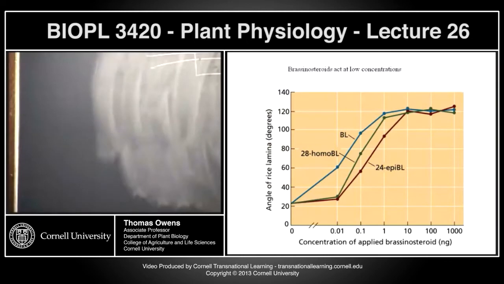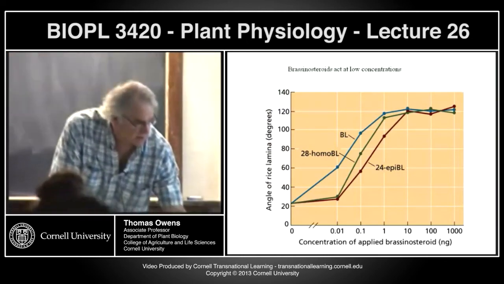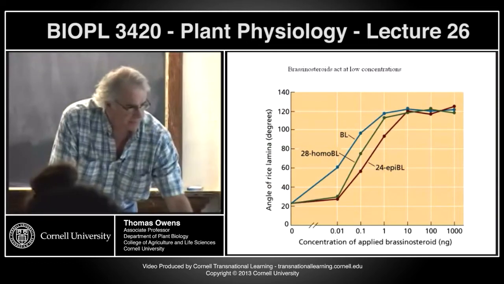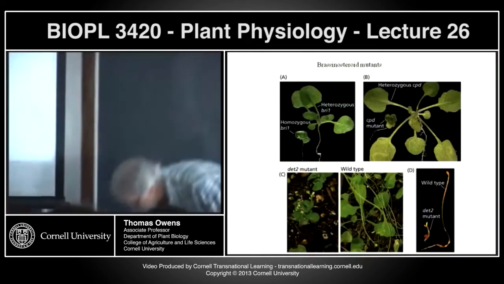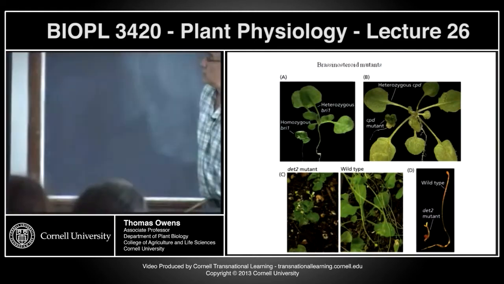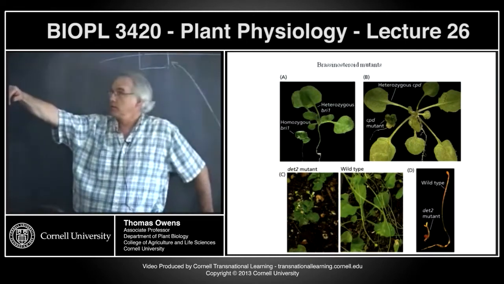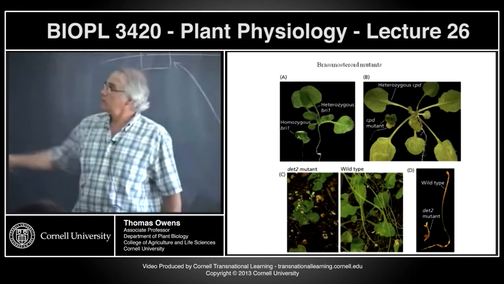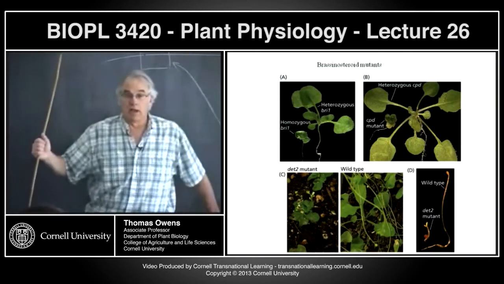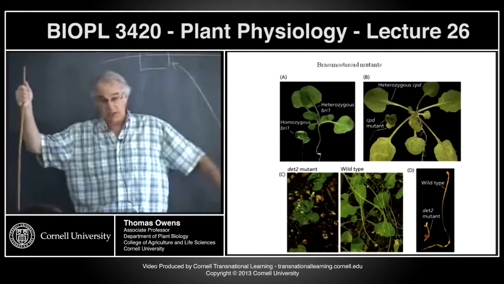Okay, let's go back to brassinosteroids for just a second. So if we look at mutants, I'm not going to focus on this too much, but there are two common characteristics of brassinosteroid mutants that are shown in these pictures. Wild-type, mutant. The mutants are typically a lot smaller. So brassinosteroids have something in general to do with growth.